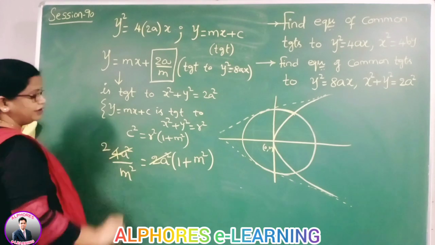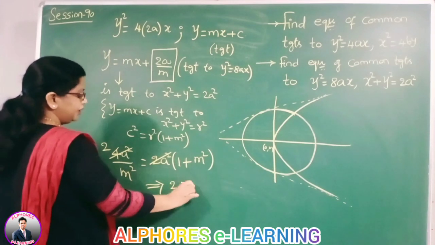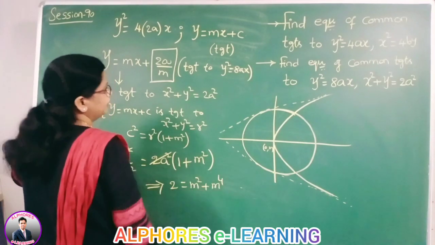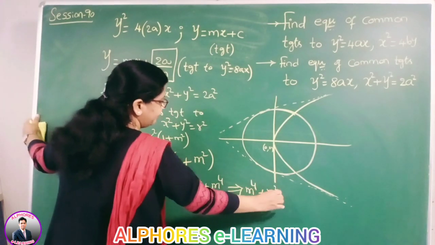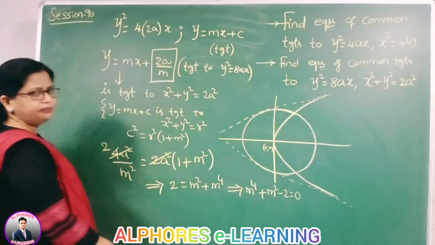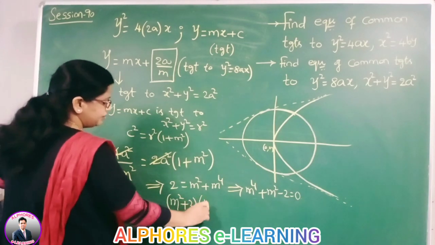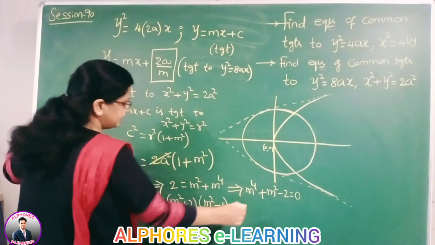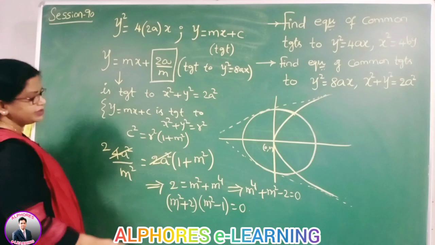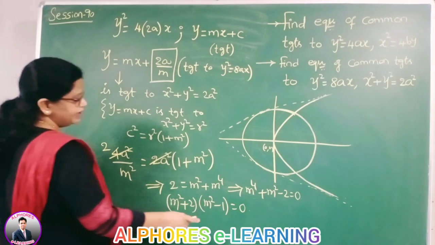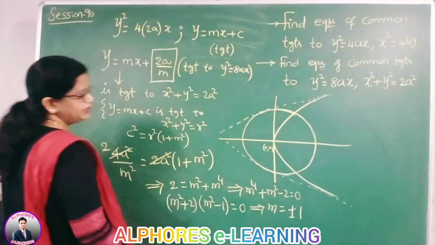Here you got 2. Now if I do cross multiplication, this gives 2 equal to m square plus m to the power of 4. That implies you got the biquadratic m power 4 plus m square minus 2 is 0. Okay. Now if you solve the equation, the factors are m square plus 2 and m square minus 1 equal to 0. Understand all of you? This is plus 2m square minus m square. Hence m square plus 2 is not 0, which implies m is plus or minus 1. So you got 2 values of m.